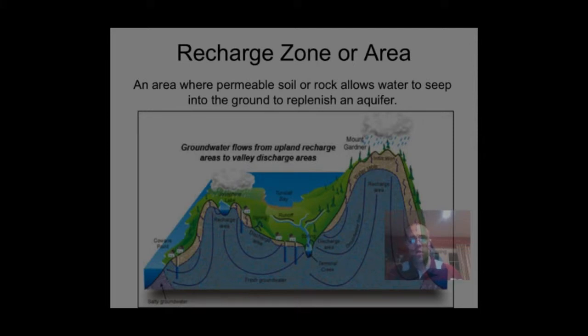The recharge zone or area, an area where permeable soil or rock allows water to seep into the ground to replenish an aquifer. As we look at this diagram, all of this is the recharge zone. If rain falls on this land, it's recharging this aquifer. There is no place where there is impermeable rock on top of this aquifer.